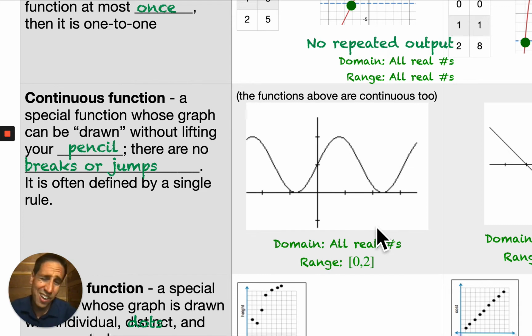When you get to calculus senior year, or in 2 years from now, you will have a much better, much more mathematically precise definition. But for right now, we're going to use kind of a graphical idea: just imagine you're drawing the graph yourself with a pencil. If you can draw it all without lifting your pencil, then it's continuous.